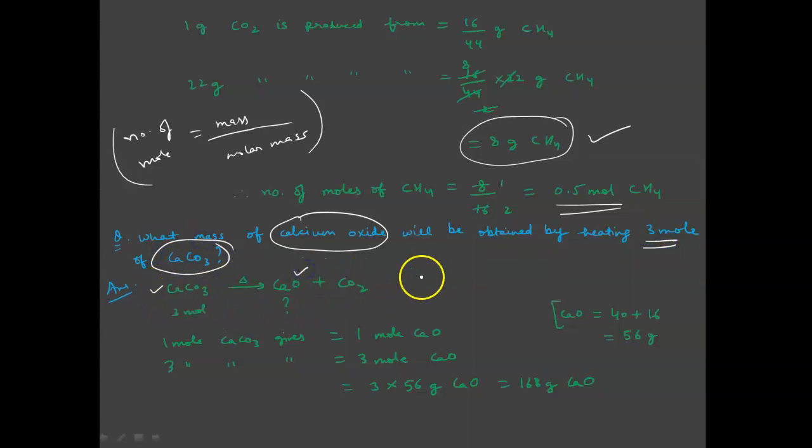From the question, we know that 1 mole is giving 1 mole. We have to calculate calcium oxide, so it is already in RHS. So RHS 1 mole giving 1 mole, so 3 mole will give 3 mole. But we have to calculate the mass. So we will multiply it by the molecular mass of CaO. This is CaO, 40 plus 16. So this comes out to be 168 gram.